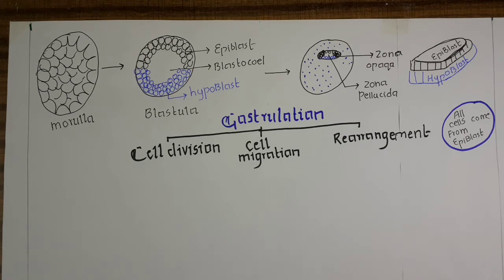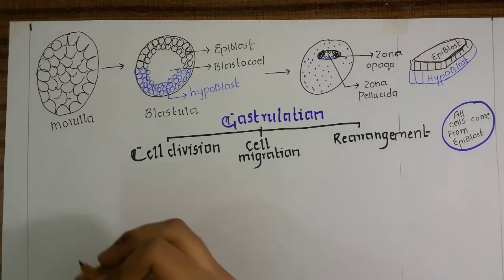Now I have written over here that all the cells of the avian embryo come from the epiblast. How do they come from the epiblast? We'll discuss it further. But what is the avian embryo? It is the growing embryo.